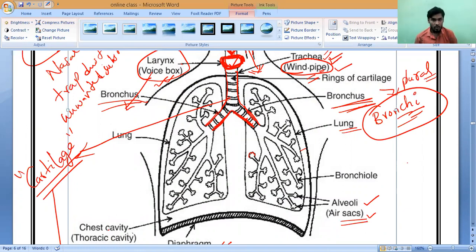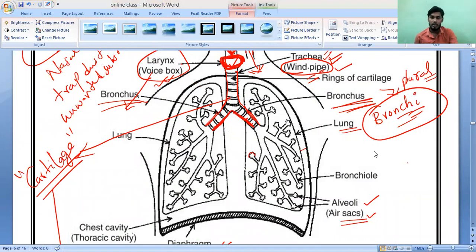Sir, does the number of alveoli increase as we grow? Yes, Dina. Their size will increase. Every part of our body grows depending upon the age. Understand? Everything's size will increase, so the number of alveoli also will increase.